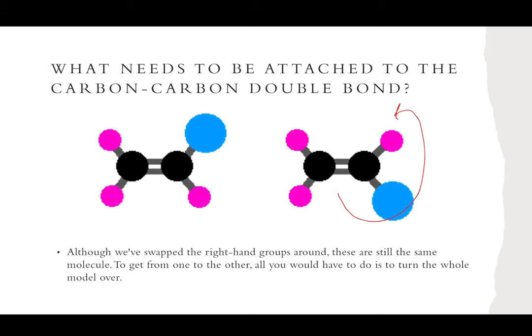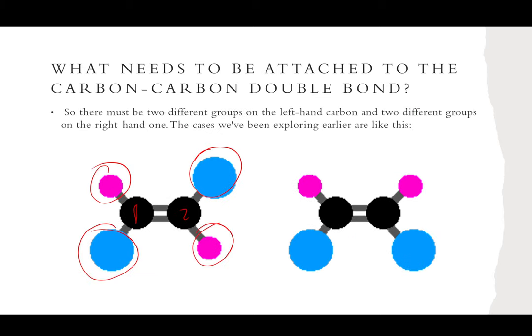So what needs to really be attached to the double bond? Let's look at this now. There must be two different groups on the left-hand carbon, and two different groups on the right-hand carbon. So on carbon 1, there must be two different groups, and on carbon 2, there must be two different groups. That is how we define these geometrical isomers. So that is what is required. If you only have one, then it's the same molecule. You just flipped it. And remember, you have a double bond, so you restrict movement.